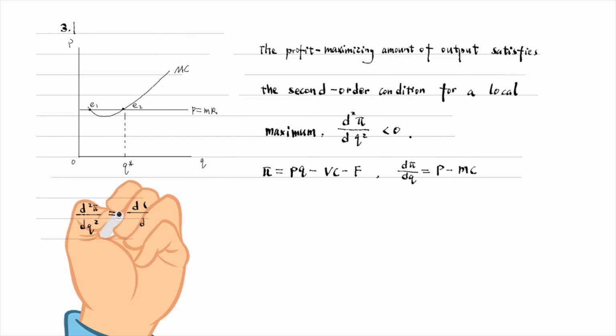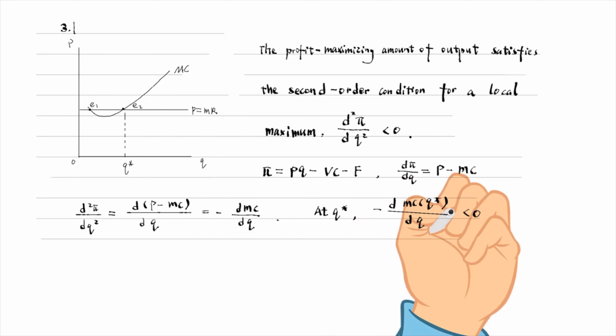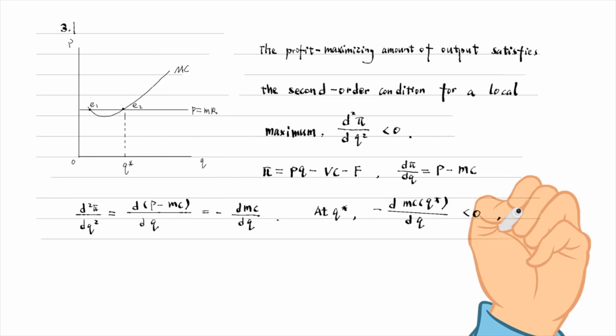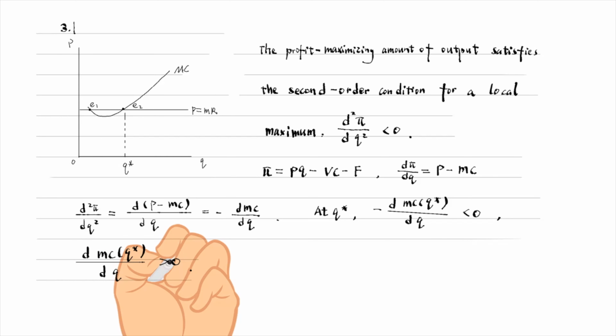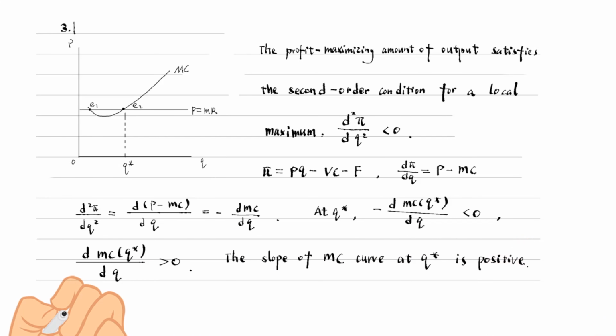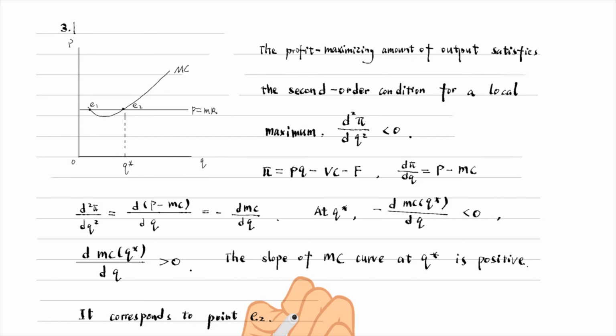The second derivative of profit with respect to output equals minus dMC over dQ. At the profit maximizing output Q star, this second derivative is negative, which means the slope of the marginal cost curve is positive at Q star. In other words, the marginal cost curve is upward sloping at Q star. It corresponds to point E2.